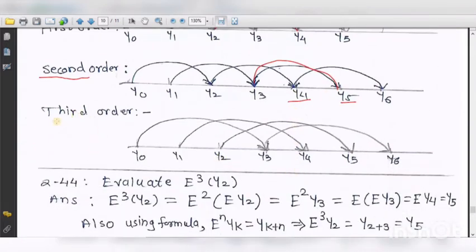Same thing in the third order. In the third order, it is shifted to its third value. If you consider y1, which is the third value? After y1, y2 is the first value, y3 is the second value and y4 is the third value.